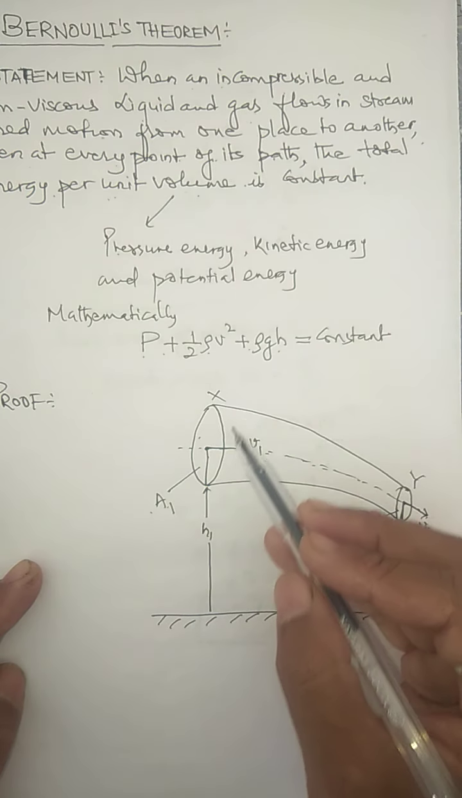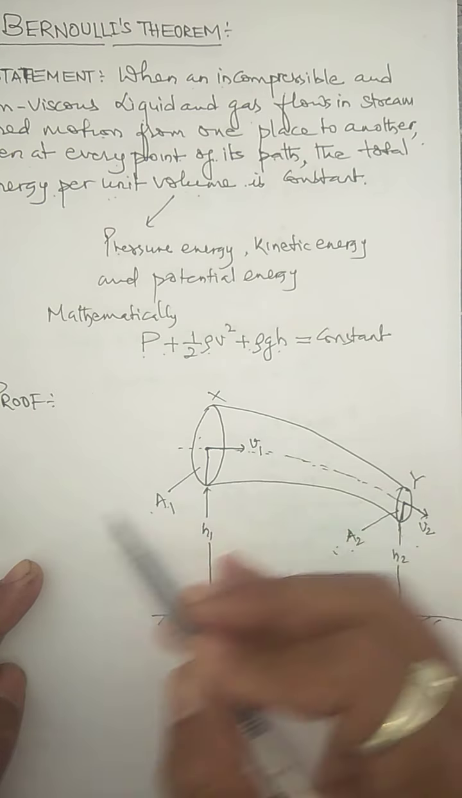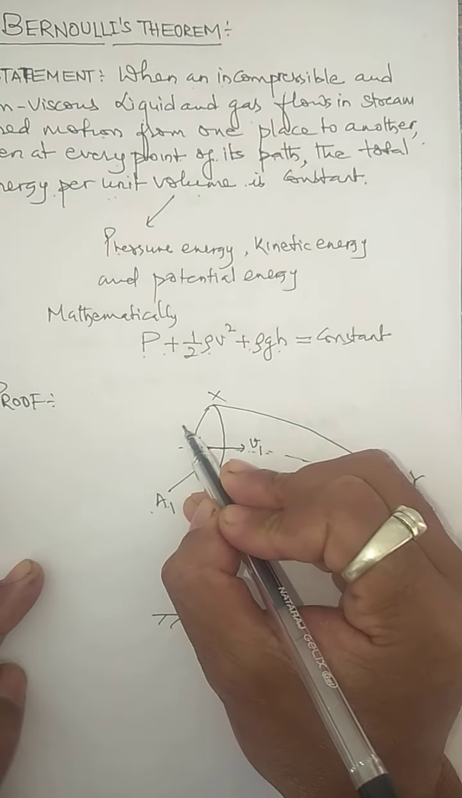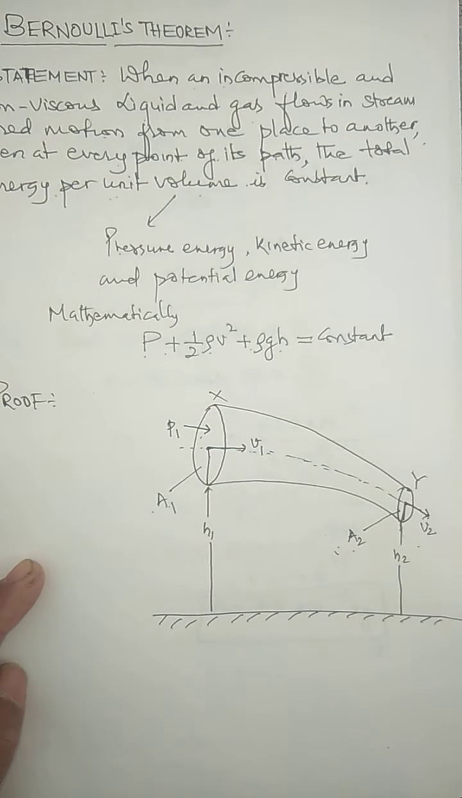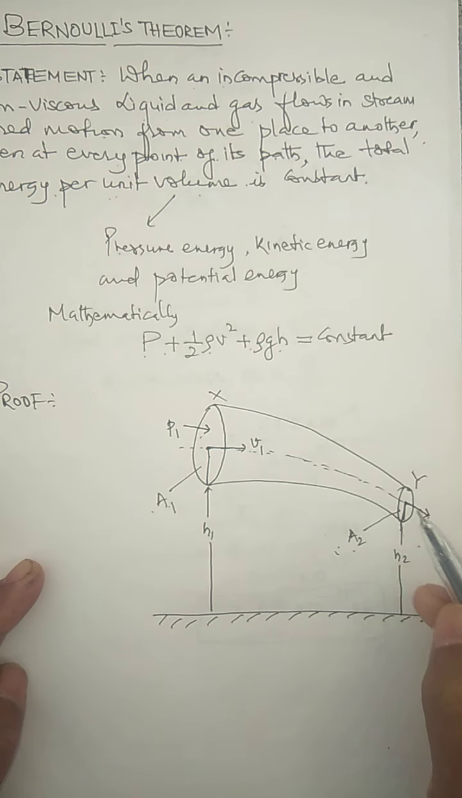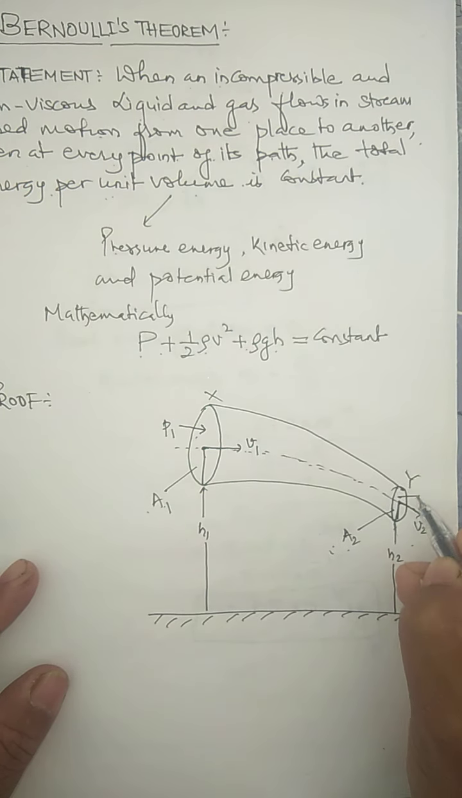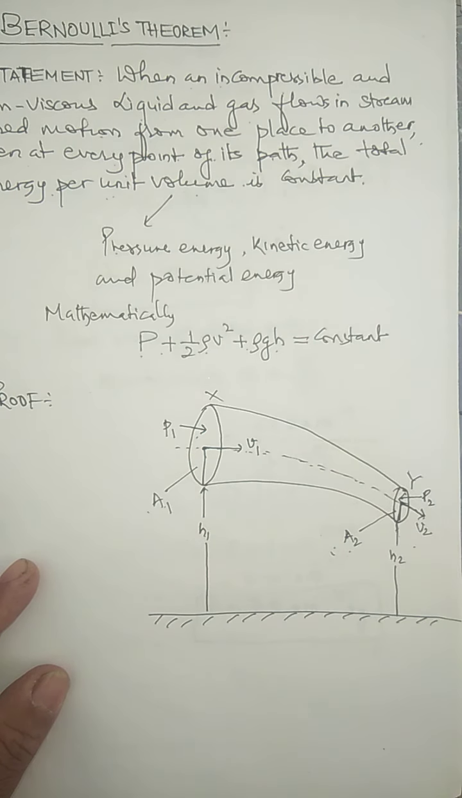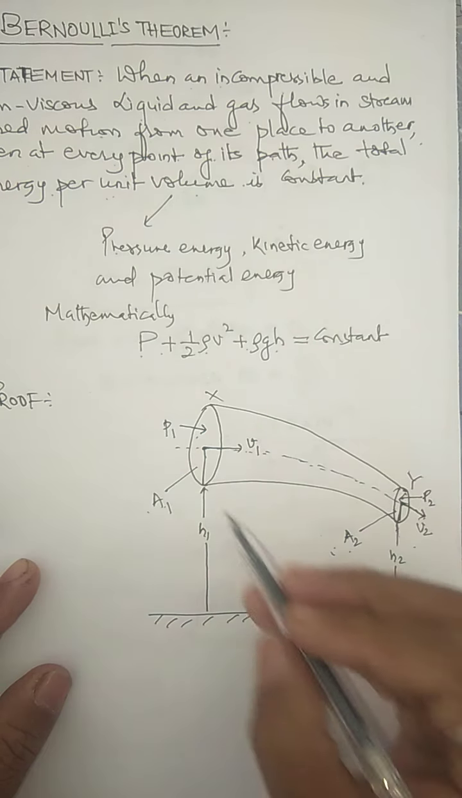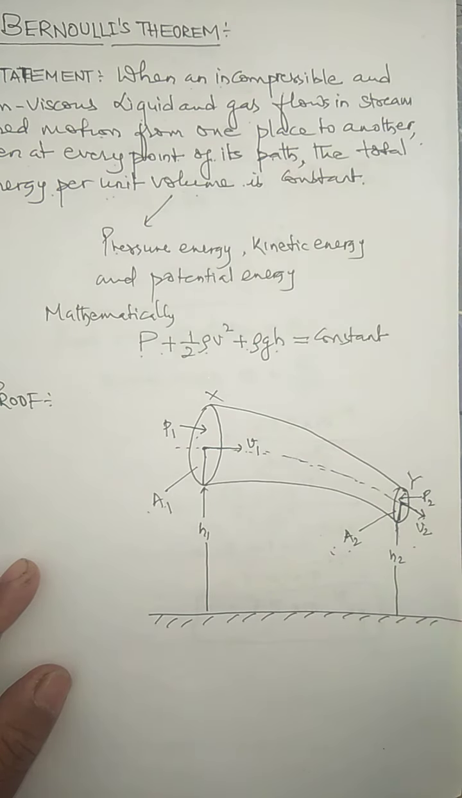At the same time, if this is the area in which the liquid enters with a certain force, then there is a pressure exerted by the liquid, and this pressure I consider as P1. And at this end, where the liquid leaves with a force, there is a pressure exerted by the liquid, and that pressure is considered as P2. So the liquid which enters at X must leave from Y.